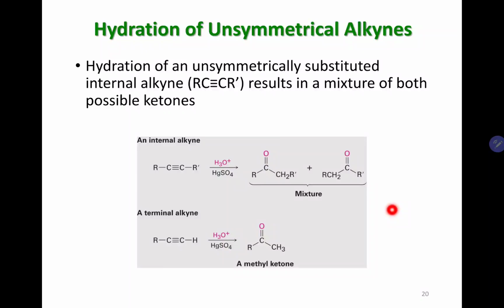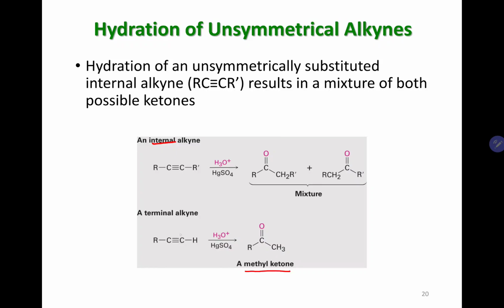All right, so once again guys, if you have an internal alkyne, you don't have to worry about anything. 1 carbon will get the carbonyl, the other carbon will get the 2 hydrogens. Very easy. But if you have a terminal alkyne, that is when you have to worry. That means the triple bond is at one of the ends of the alkyne. If you have a terminal alkyne, then of course your product will be a methyl ketone.